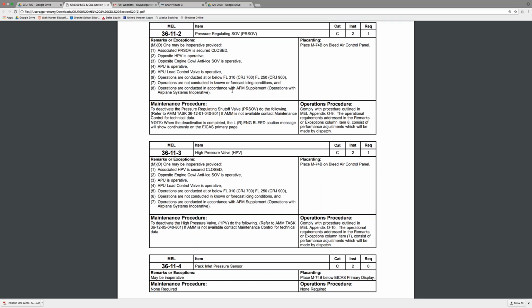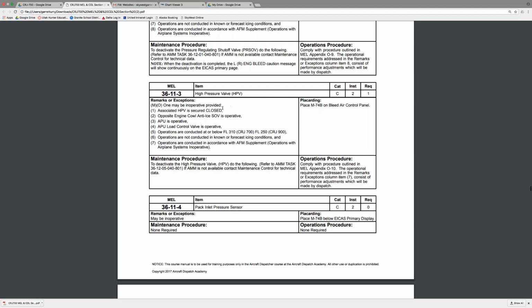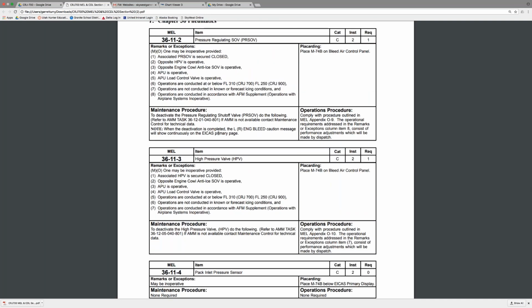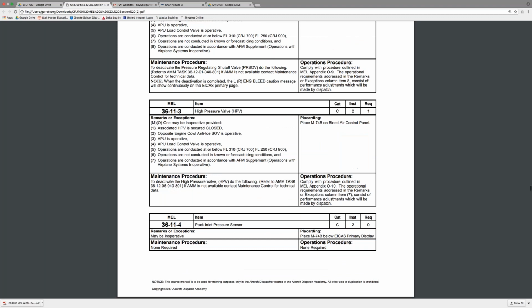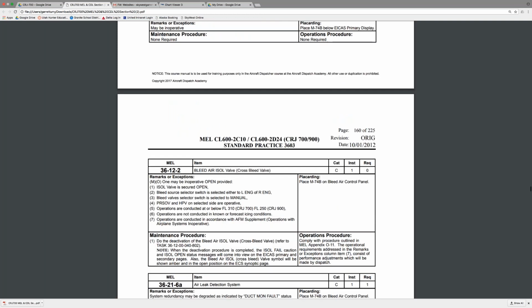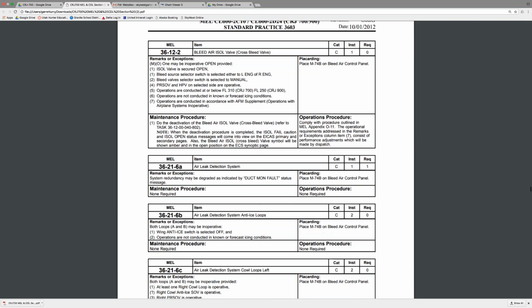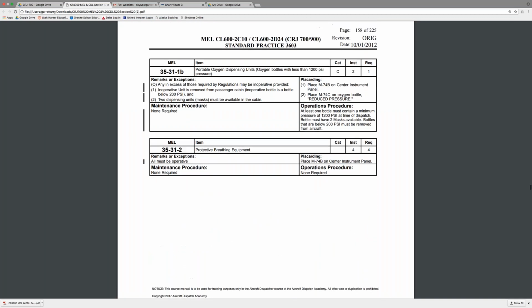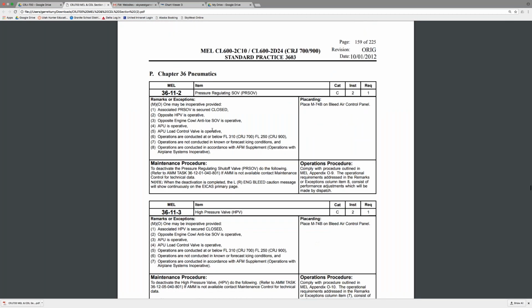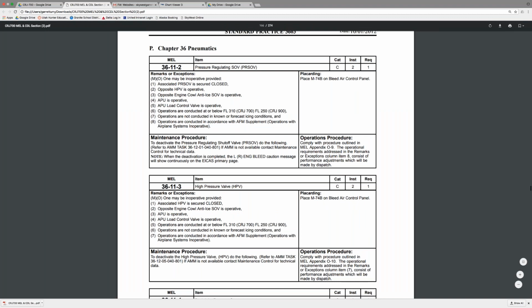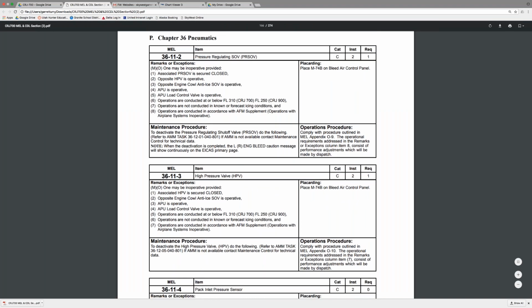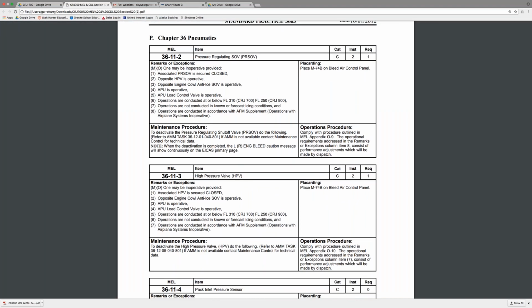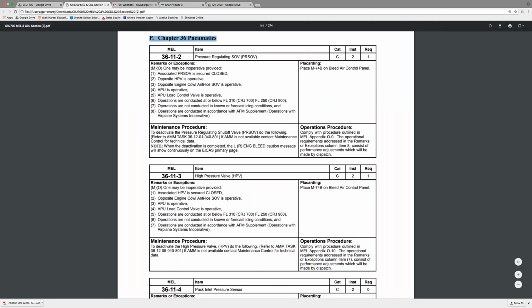Okay, I see where you're coming from now. When you said look at number 6, I was like, that's already on one of the other questions, but I see what you're talking about. So that whole list is a list of MEL items. Yes, this entire book is the MEL book. Each one of the systems is divided into chapters. So when we're talking about bleed air, we're talking about the pneumatic system.